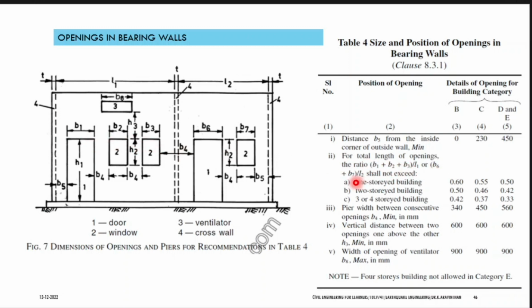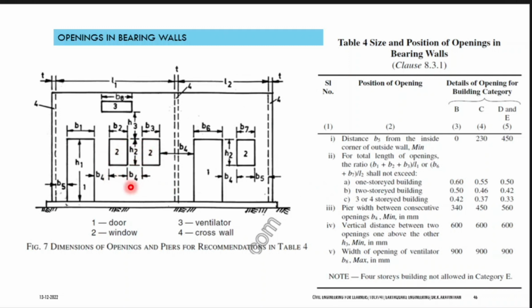The sum of B1, B2 and B3 over L1 shall not be less than 0.6. If you are adding all this, L1 is the total distance, at least you should have how much? 0.6. For zone 3, you should have 0.55, and for this zone, you should have 0.5. This is called the ratio. What do you mean by ratio? You have to divide. Like that, what should be the distance between two windows should be taken here.